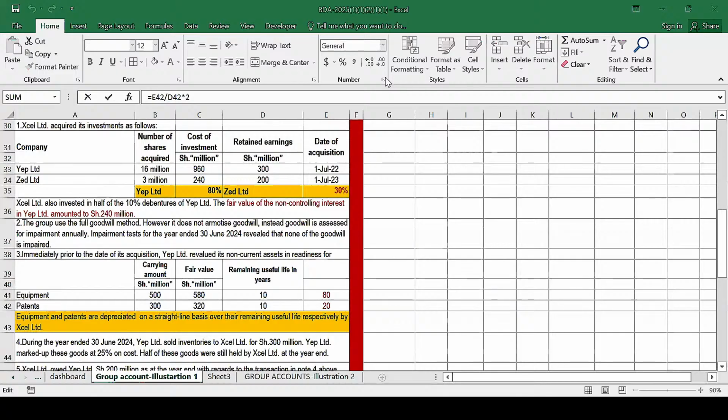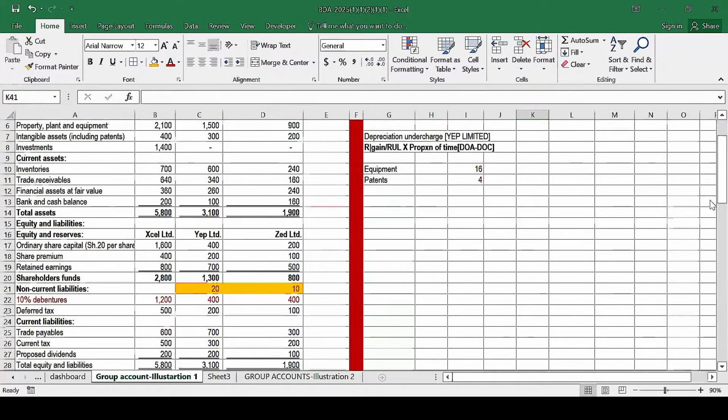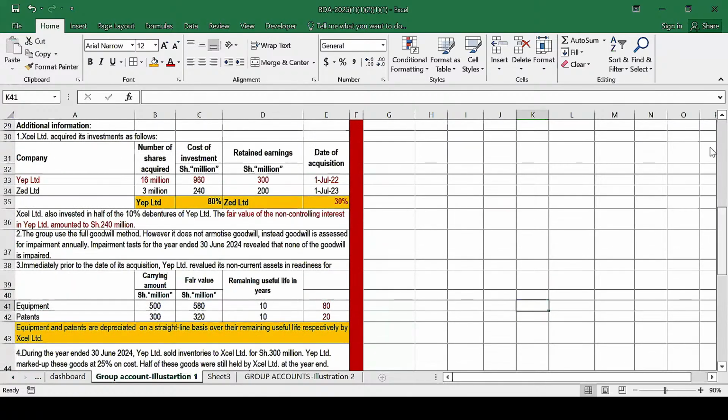Aziz, you're saying patent is 1 year? Why 1 year? It should be 2 years for both of them because they were revalued. The subsidiary company revalued the asset on the date of acquisition, so they were revalued on this date, 1st July. So basically, those are 2 years.